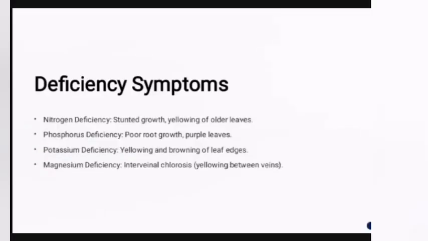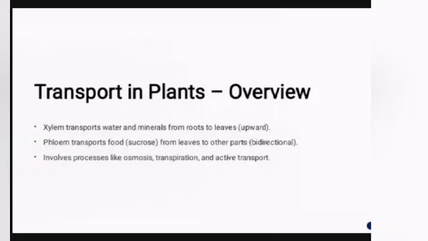Questions just don't normally come from this, but the ones you should memorize here are nitrogen and phosphorus. Those are the most popular ones that they normally ask. So let's look at transport in plants.